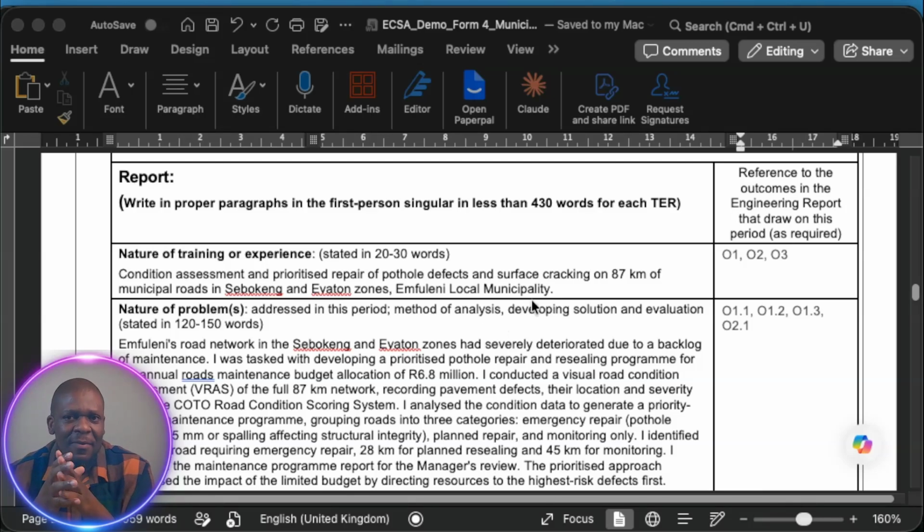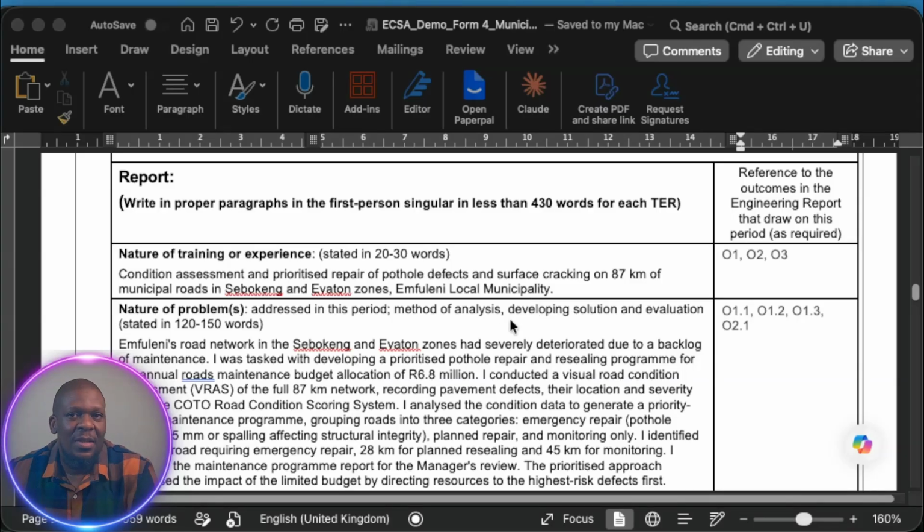Remember, you don't have unlimited budget. You have a budget that is limited. Therefore, you need to prioritize it. You address the potholes, you address planned repairs, and then you address monitoring.